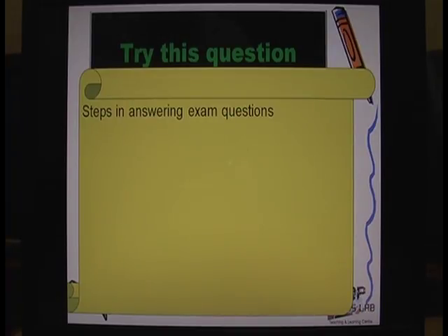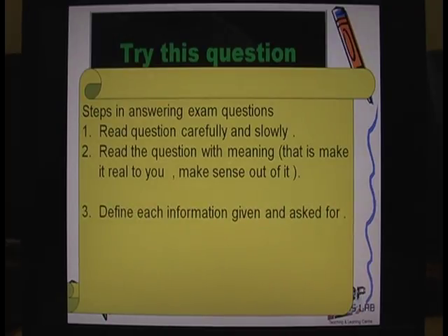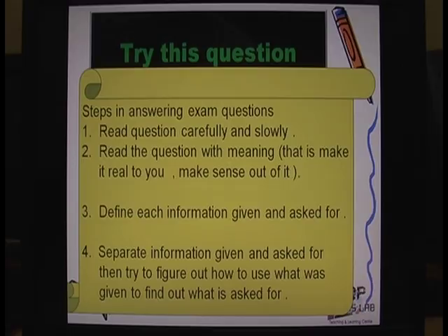So let's go through the steps once again. Steps in answering exam questions quickly. 1. Read the question carefully and slowly. 2. Read the question with meaning, that is, make it real to you or make sense out of it. 3. Define each information given and asked for. And last but not least, separate information given and asked for. Then try to figure out how to use what was given to find out what is asked for.